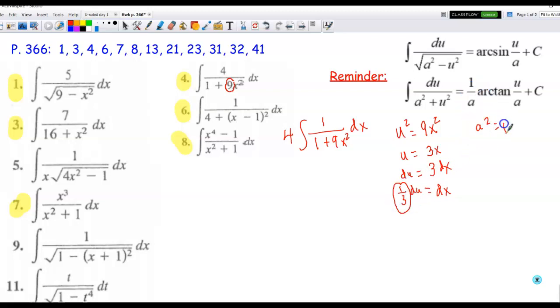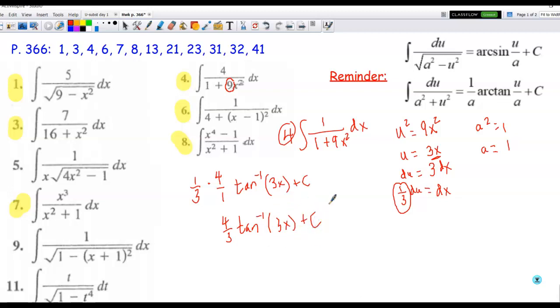A squared in this case is 1, therefore a is 1. And since we're looking at inverse tangent, we will have, so here's the 1/3 from the u substitution. Here is 1 over, we have the coefficient of 4, so we have 4 over a. I'm just emphasizing that. Inverse tangent of u, which is 3x, over 1, or over a, plus c, and so that's going to give me 4/3 inverse tangent of 3x plus c. Problem number 4. Don't forget the c.